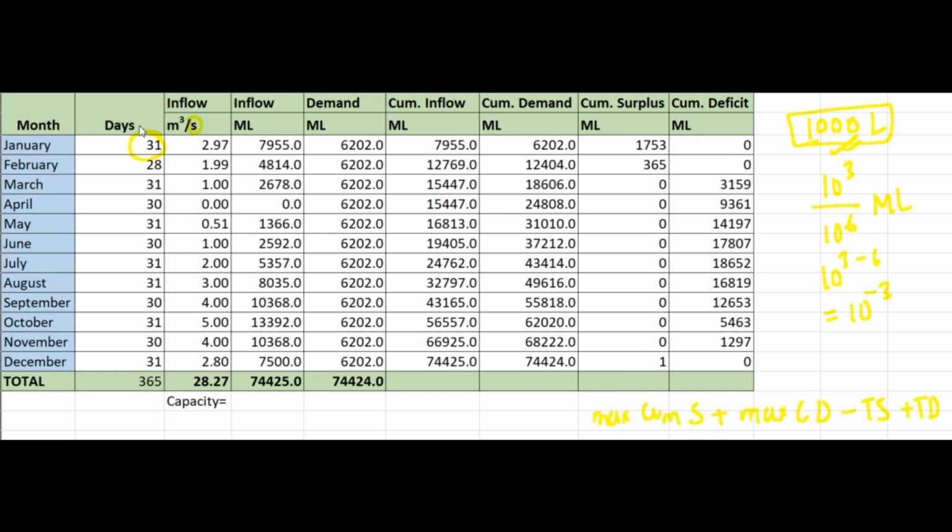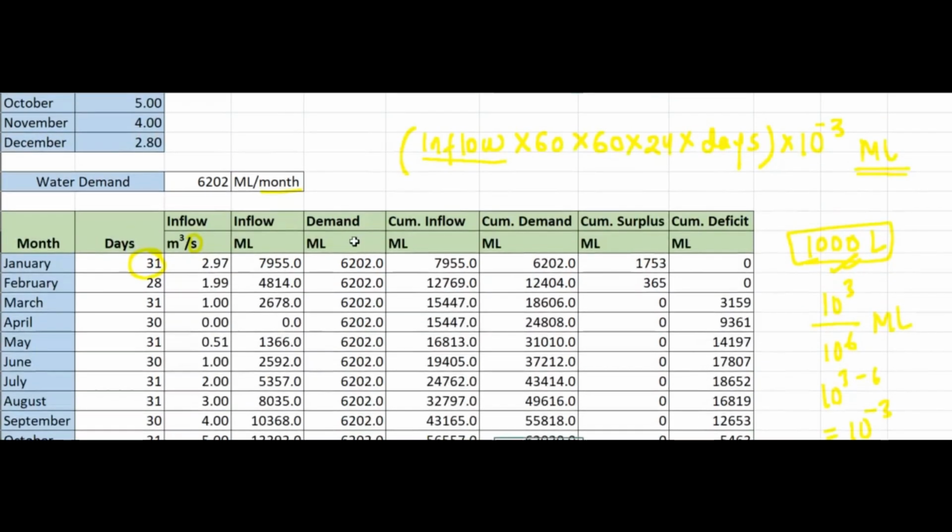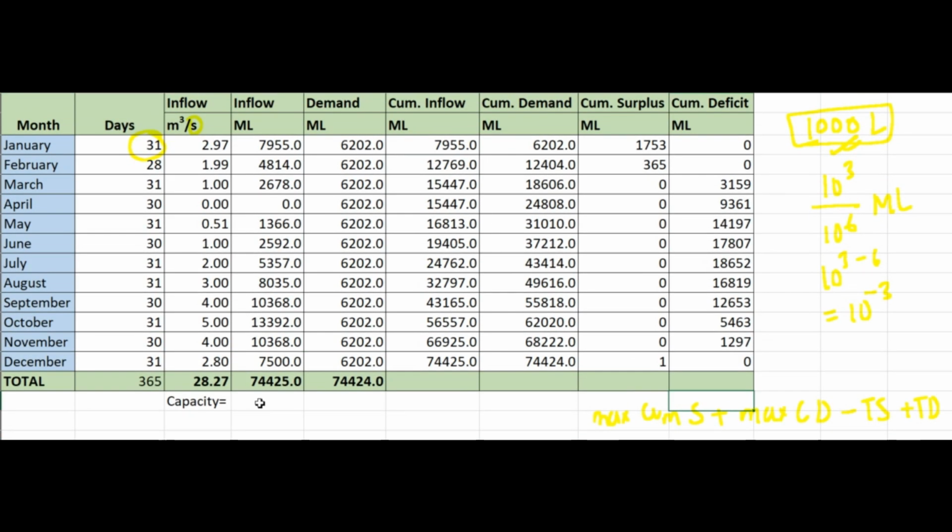So now if you see here, equals to max of these values plus max of these values minus total inflow plus total demand, right? So it will be 20404 million liter, right? So this is the answer.